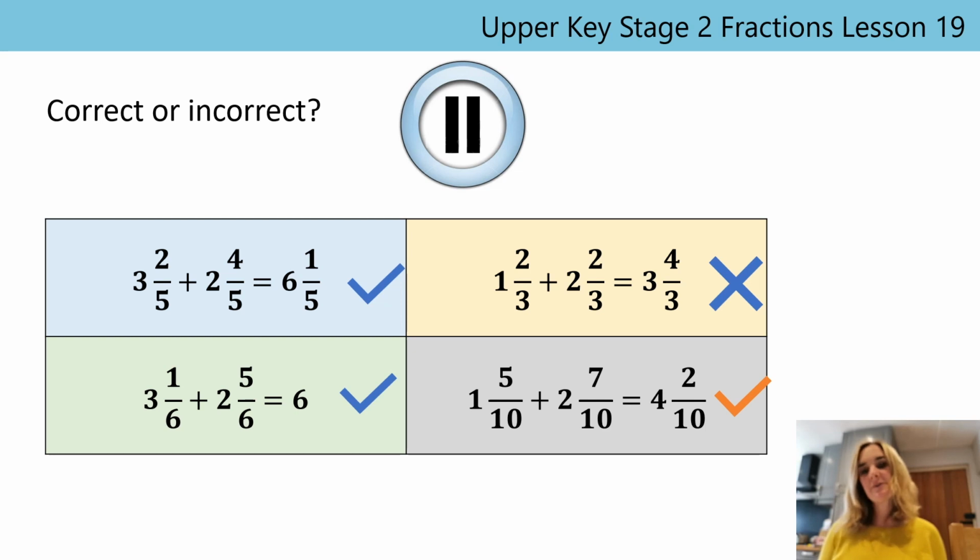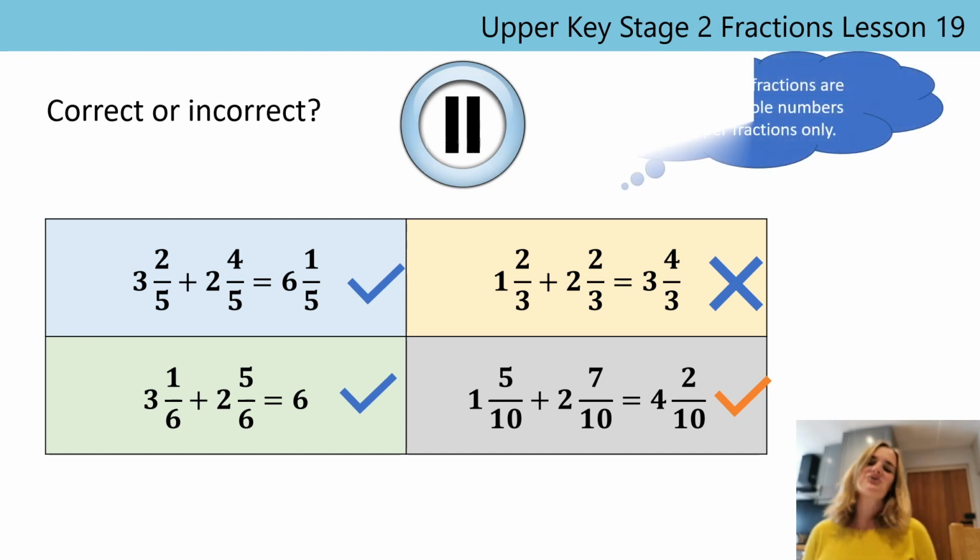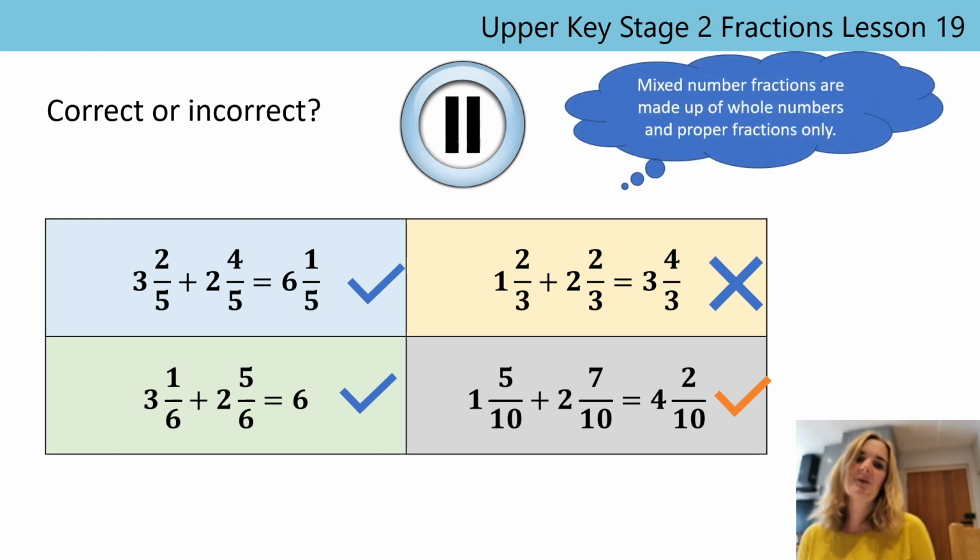So I found that the 2 on the left-hand side were correct. The 6 and 1/5 is correct and the 6 is correct. I wonder what's wrong with the 3 and 4/3. Did you spot it? That's right. When we had a look earlier, we realised that mixed number fractions are made up of whole numbers and proper fractions only, and 3 and 4/3 has an improper fraction in it. The 4/3 is actually 1 whole and a third, isn't it? So in actual fact, we've got 4 wholes and 1/3.